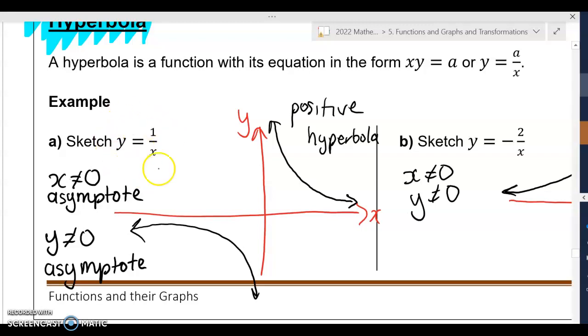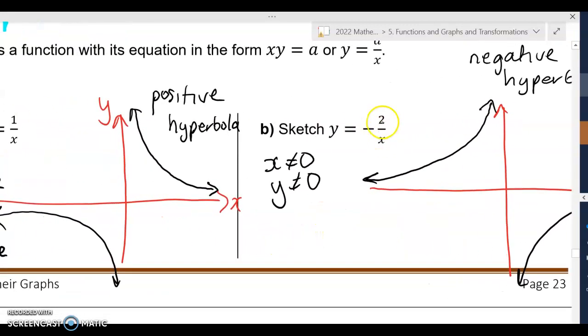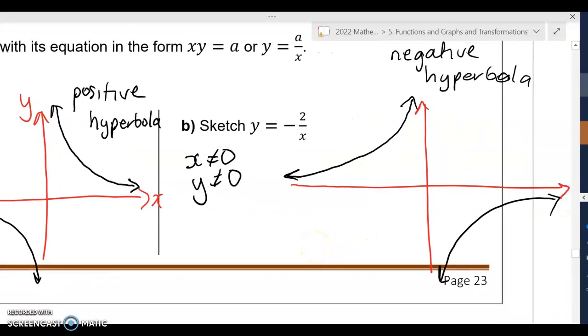So our y equals 1 over x, we said was a positive graph. And when we have a positive hyperbola, our two arms are happening in our first and our third quadrants. As opposed to, if we have a look at our next graph over here, the sketch of y equals minus 2 over x, it's a negative hyperbola, and those parts of our hyperbola are going to occur in our second and our fourth quadrant. Okay, so positive, first and third, negative, second and fourth.